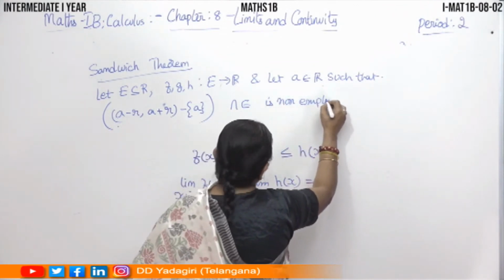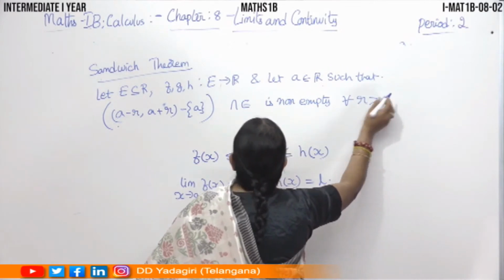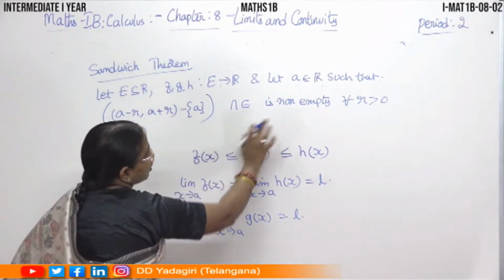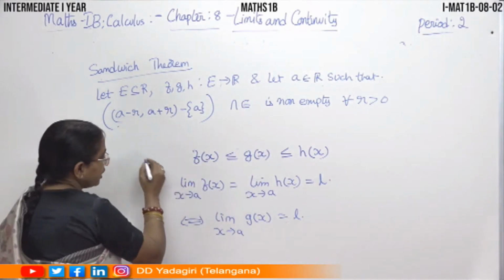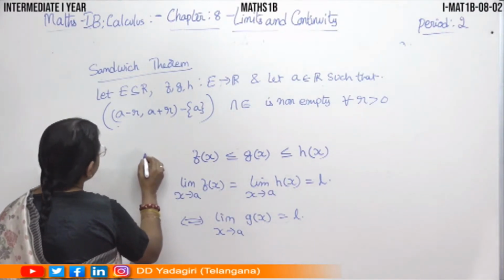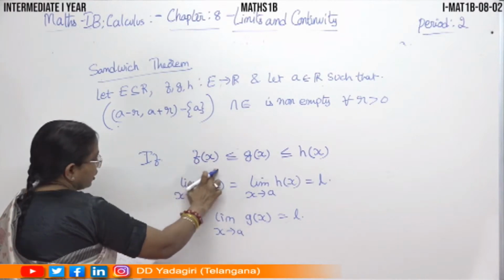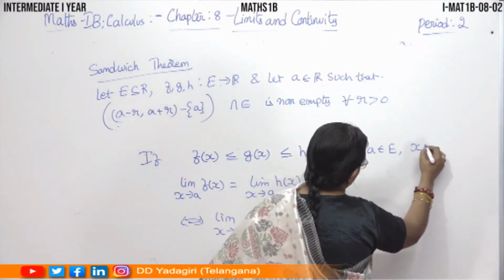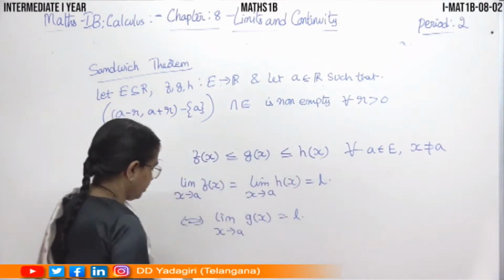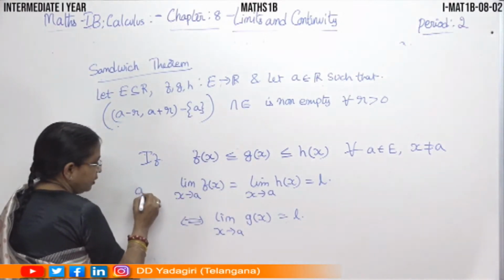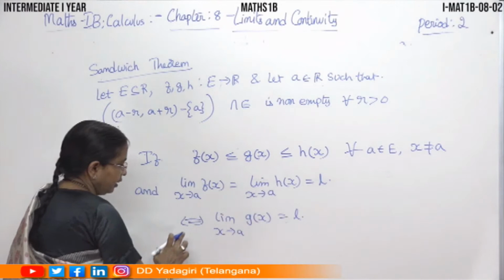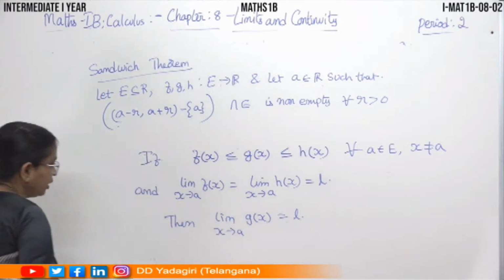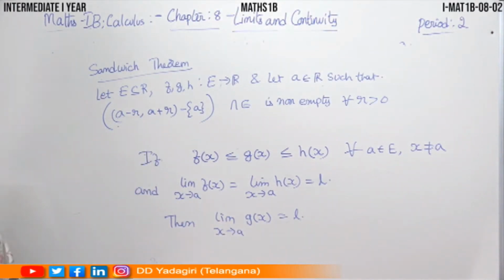If it is an empty set, you cannot define. So it should be the deleted neighborhood of A. This is nothing but the deleted neighborhood of A that is non-empty for all R greater than 0. Then suppose that f of x is less than or equal to g of x for all x in E, x not equal to a, because it is in the deleted neighborhood, and suppose that these two limits are equal to L, then limit extending to a of g of x is equal to L. This is called the sandwich theorem.